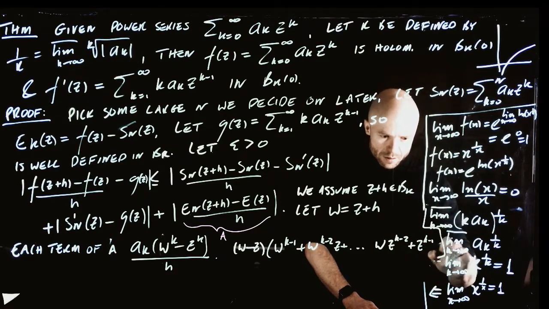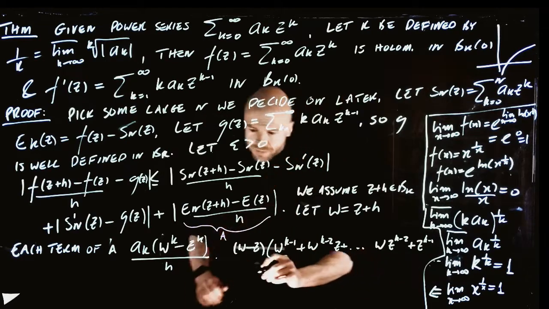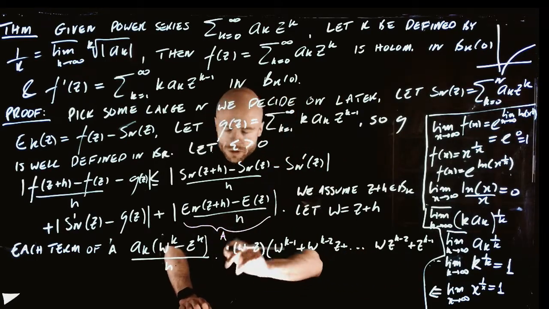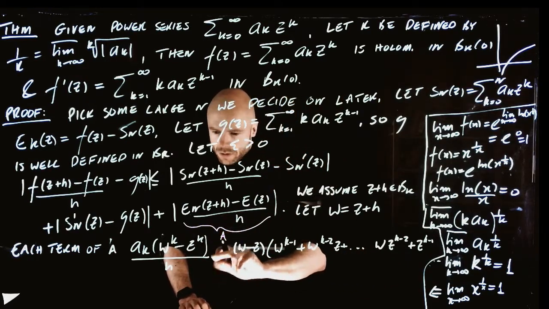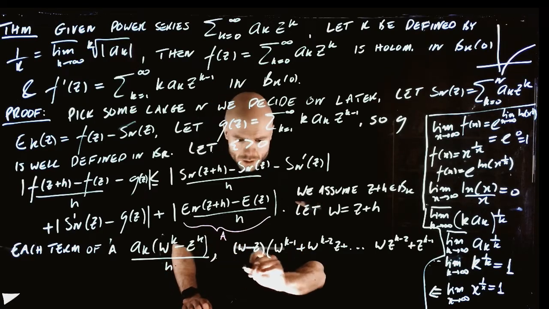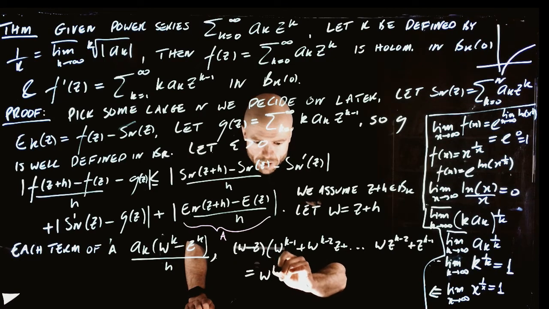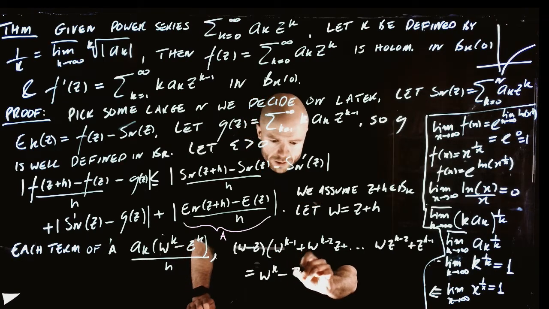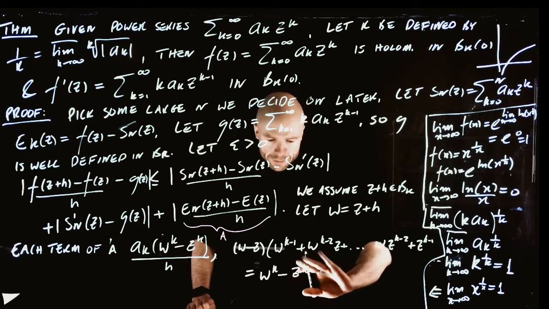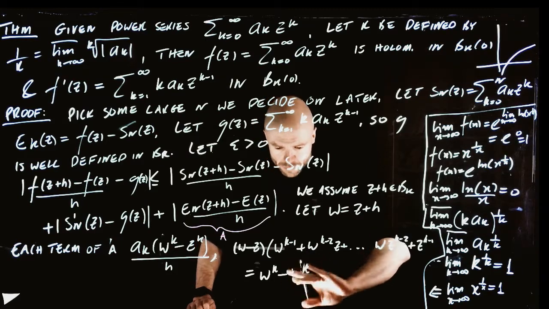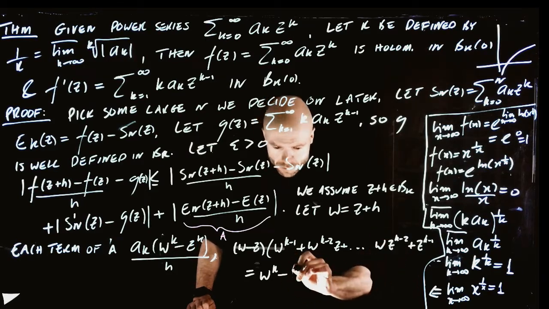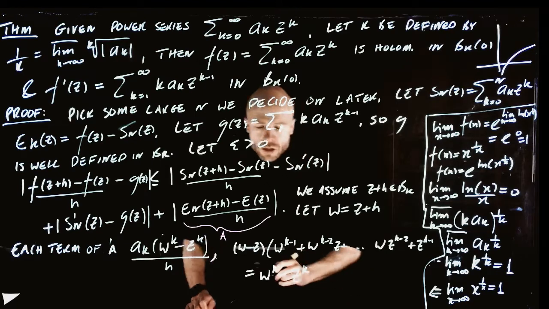All right, so I claim that this thing, this is a comma right here, is equal to just W to the K minus Z to the K. That's my claim. And why is that true?